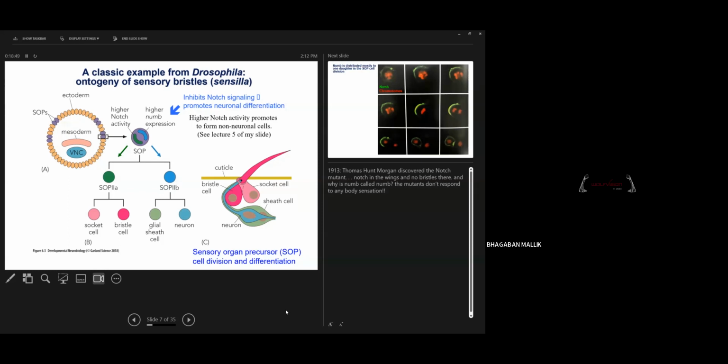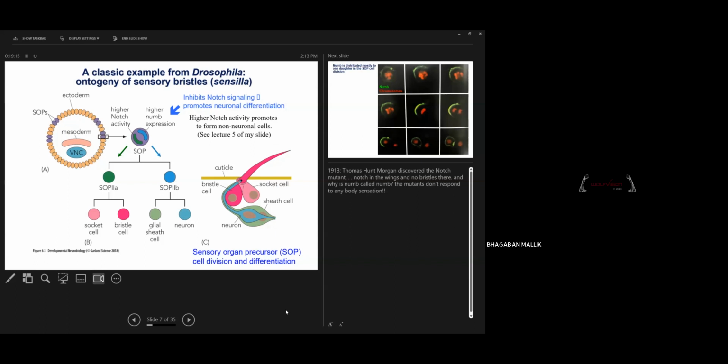If you look at the typical structure of the SOP, this is the dorsal side and this is the ventral side. You have higher expression of Notch on the ventral side, and higher expression of another transcription factor called NOM on the dorsal side. So ventral side Notch, dorsal side NOM.